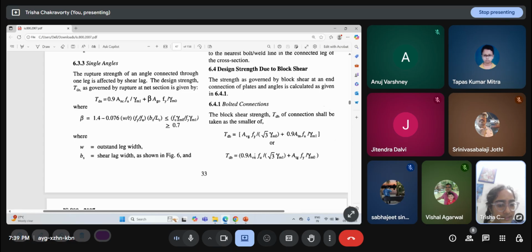And this is the opposite. Here we take the ultimate for shear. So Avn is the net area in shear, and fu is the ultimate strength, and Atg is the gross area in tension, and fy is the yield strength. So the first term is yielding in shear and fracture in tension, and this one is fracture in shear and yielding in tension. Remember that the root 3 factor always comes in the shear term, and the 0.9 factor comes when you take ultimate strength. So when there is fu, you multiply with 0.9, and wherever there is shear, you divide it by root 3.